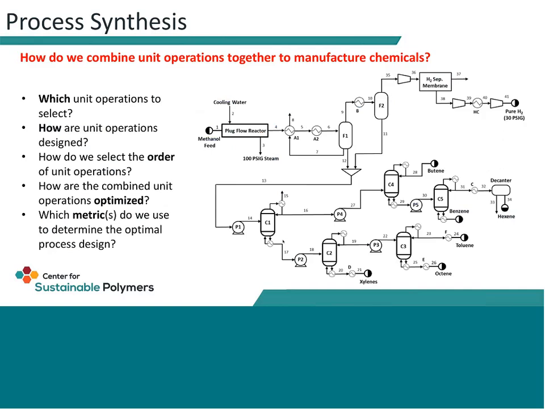Which unit operations do we select? How are the unit operations designed? How do we select the order of the unit operations? What are the combined unit operations such that they are optimized? And then, of course, when I keep saying what's better or worse, the question becomes what metrics we even use to determine whether something is better, or ultimately whether, of a set of possible designs, something is optimal. These are very big questions, and I'm going to address them coming up.